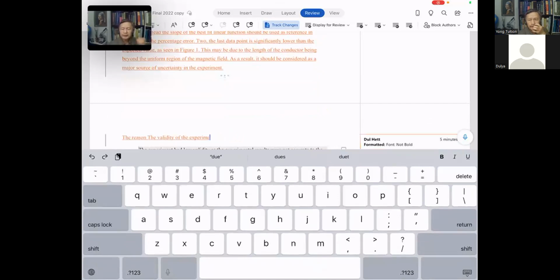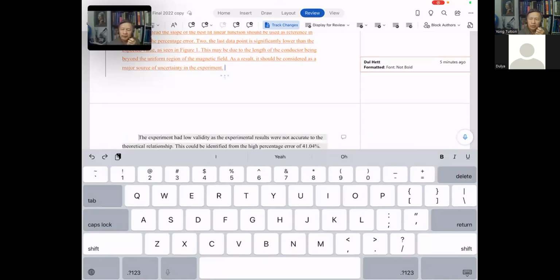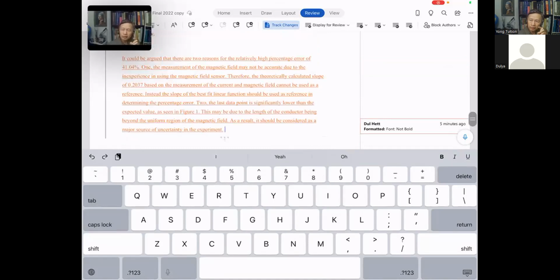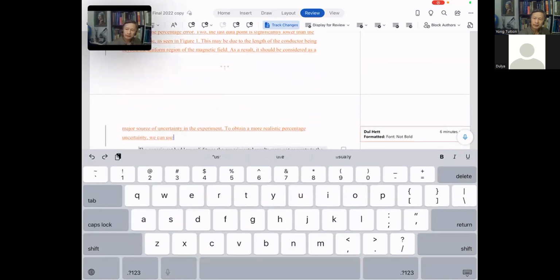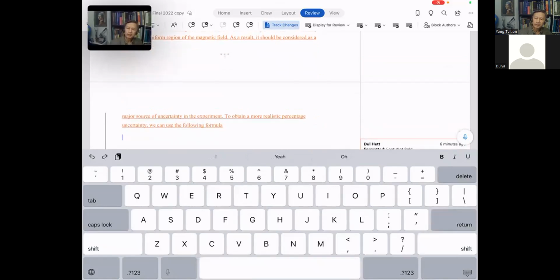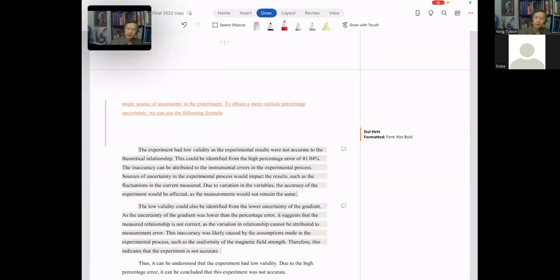So now can we just put another idea here? So that is two reasons. So to obtain a more realistic percentage error or uncertainty, we can use the following formula. Okay, the formula is percentage error. Can you just use a formula in a new paragraph? Can you just enter? I'll just write the formula down.